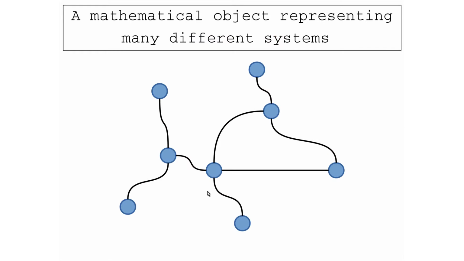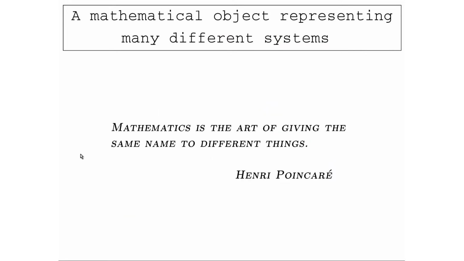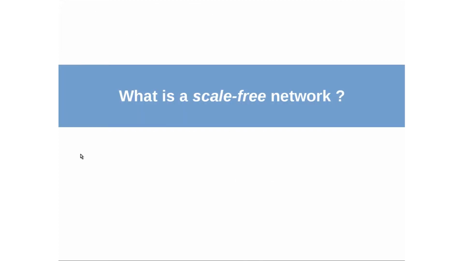As we have seen, a network is a single mathematical object used to represent plenty of different systems. It is a good illustration of what Henri Poincaré said: mathematics is the art of giving the same name to different things.